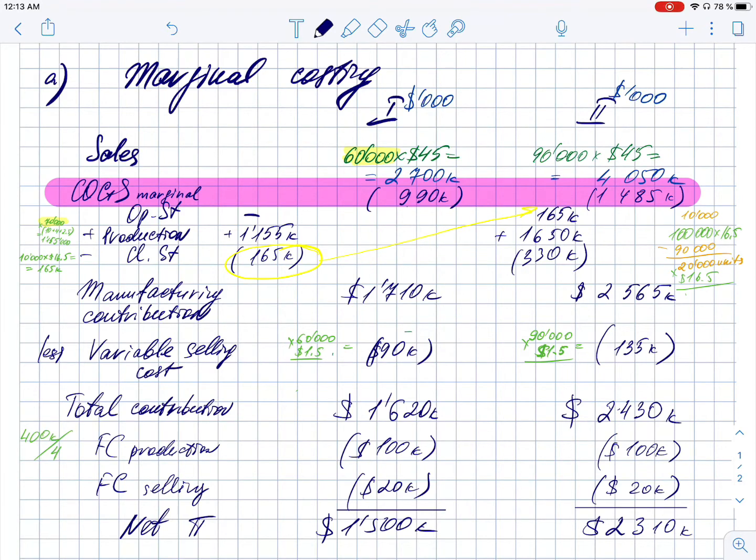I've calculated it without calculator. Maybe I'm wrong. I don't know. So basically, we have two profit and loss statements for the first and the second quarter using marginal costing.